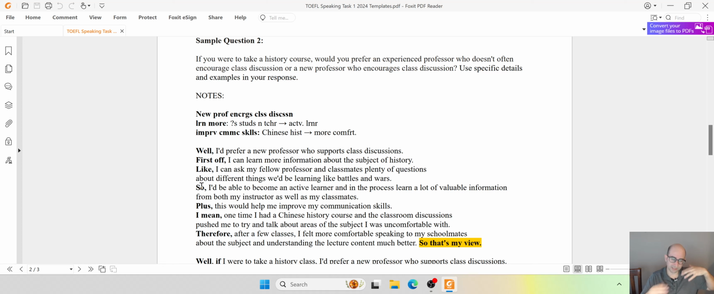Now you want to, instead of jumping to reason 2, add one more sentence at least. So I'd be able to become an active learner and in the process learn a lot of valuable information from both my instructor as well as my classmates. Now, another tip, guys, when you are trying to say your response, try your best to paraphrase information. So if you said professor maybe too many times, switch it up, say lecturer or instructor. If you said a verb, not just nouns, next time say love or want to, mix it up. Try not to repeat the same vocab over and over again in the same response.